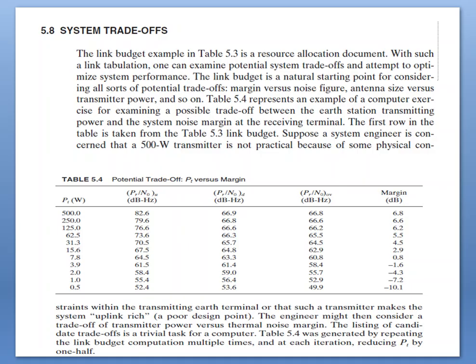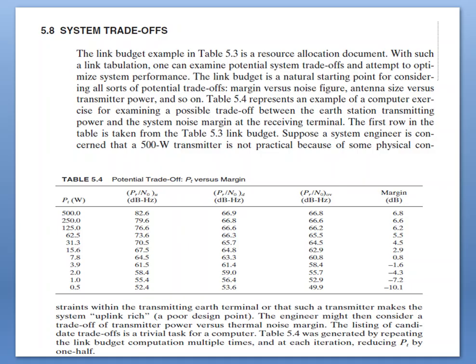The listing of candidate trade-offs is a trivial task for a computer. It is shown in the figure, table 5.4. Table 5.4 is generated by repeating the link budget computation multiple times, at each iteration reducing the transmitting power by half. The results are in the sections transmitter, uplink and downlink, and the overall SNR and the margin associated with each transmitter value.